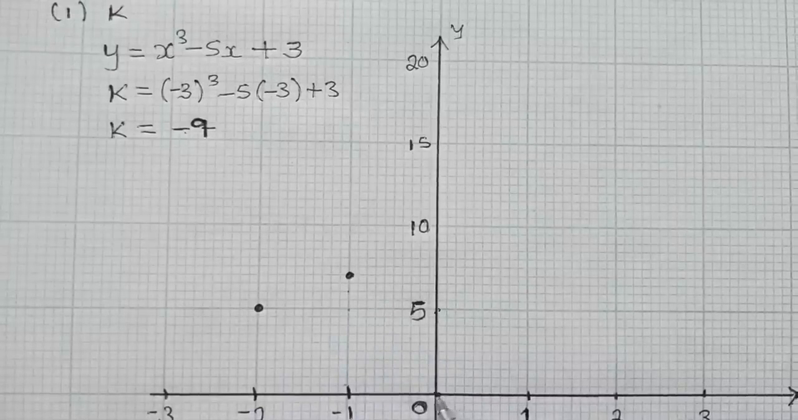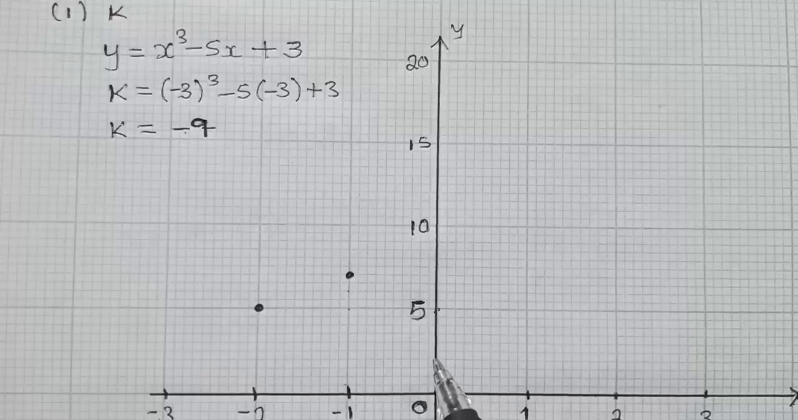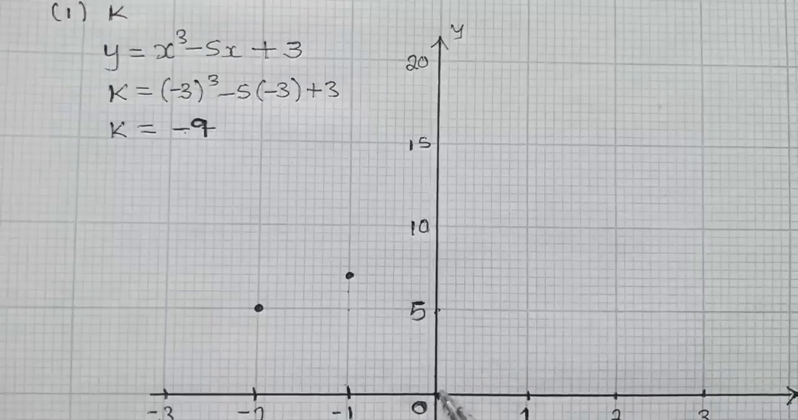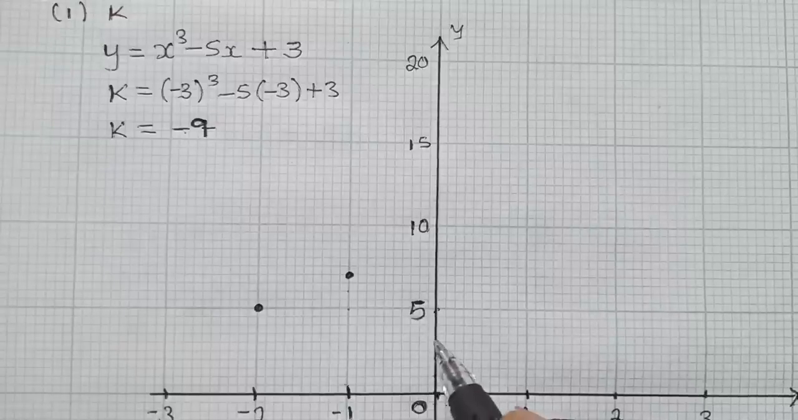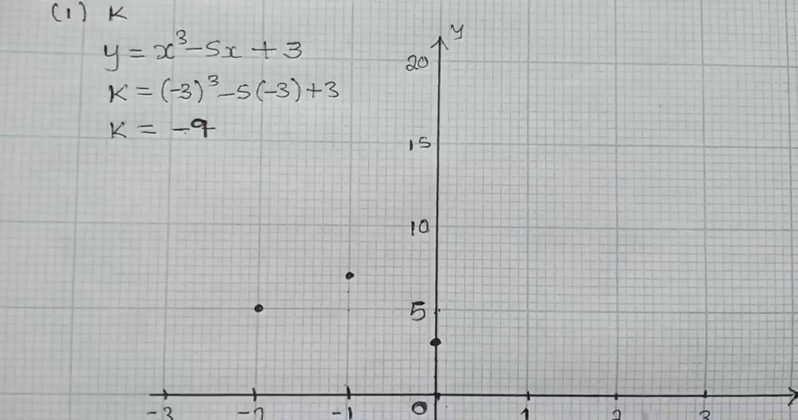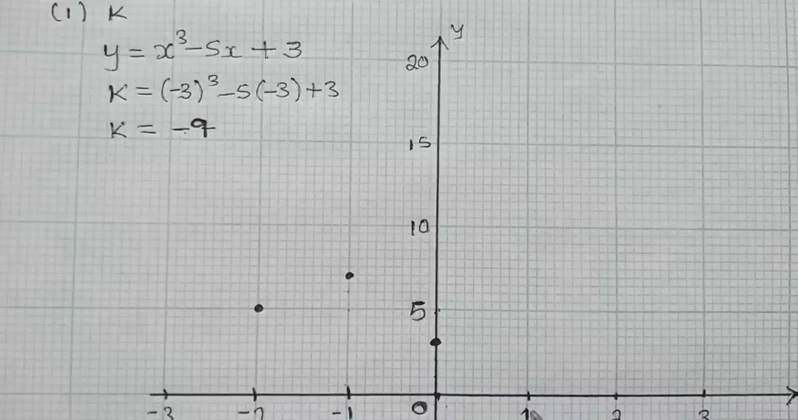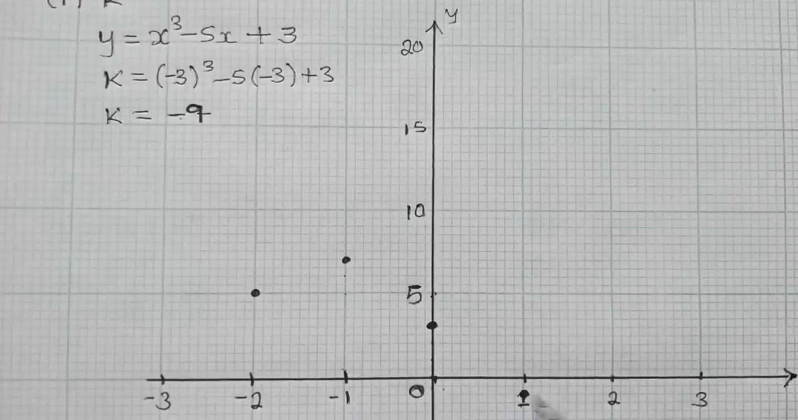Next is 0, comma 3. So 0, comma 3 is 1, 2, and 3 there. Let me see properly. This is 1. I'm skipping one line. This is 2. And this is my 3. So it's right here. This is where the point is. Next is 1, comma negative 1. It's right here, just straight with the 1 here.